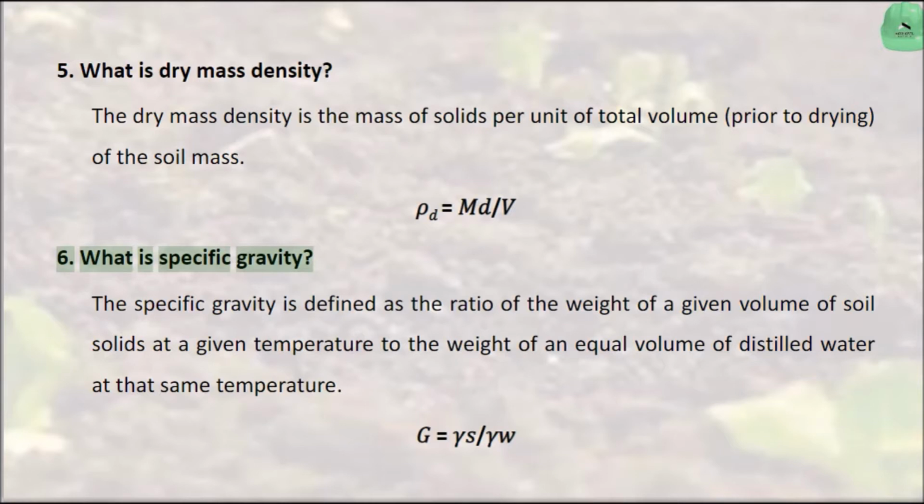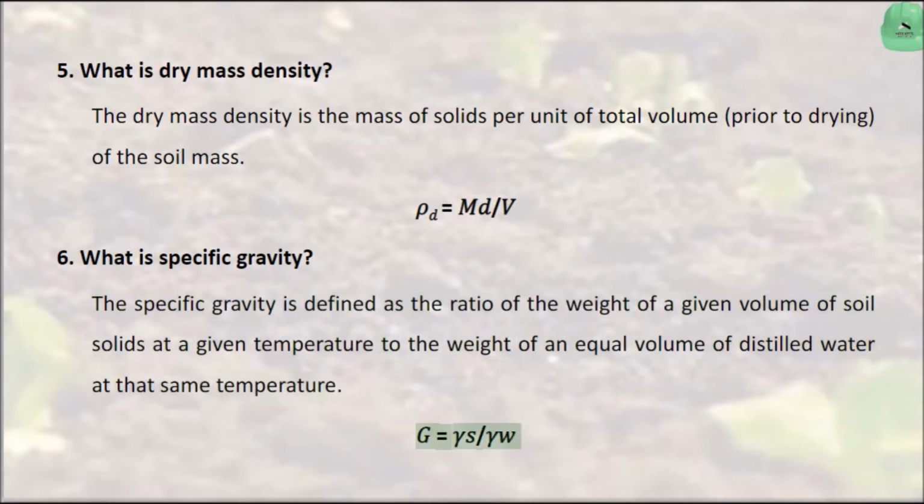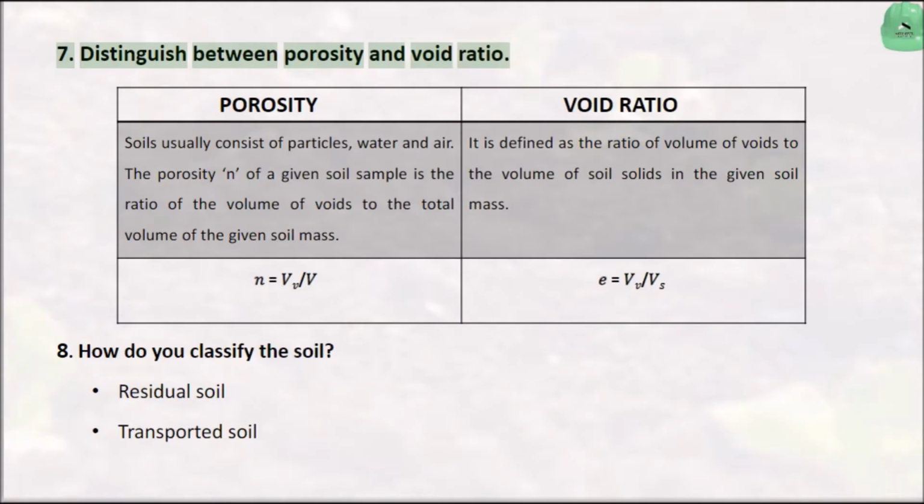6. What is specific gravity? The specific gravity is defined as the ratio of the weight of a given volume of soil solids at a given temperature to the weight of an equal volume of distilled water at that same temperature. 7. Distinguish between porosity and void ratio.